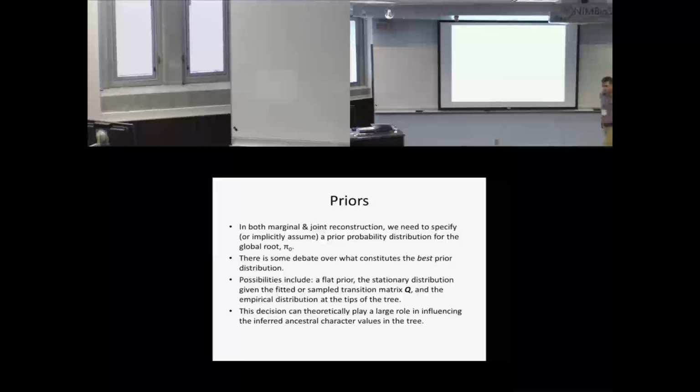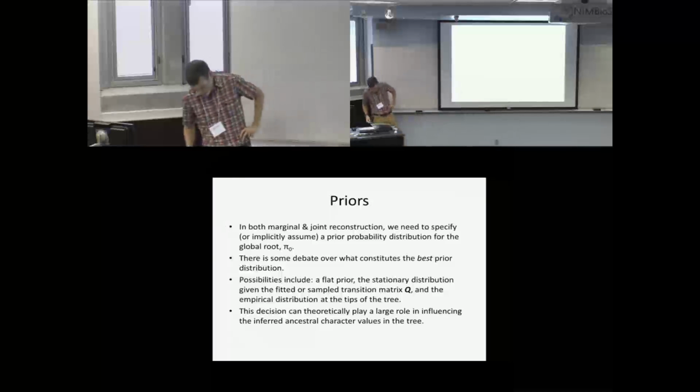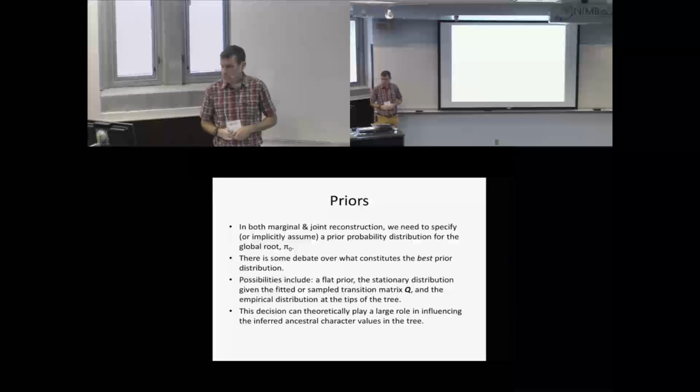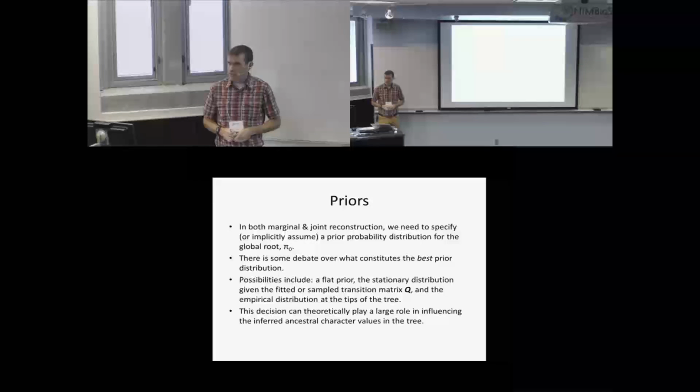Let me just interject. I think it's equivalent to having a flat prior not at the root node, but on a branch extending down from it infinitely far. Is that not the same as the stationary?